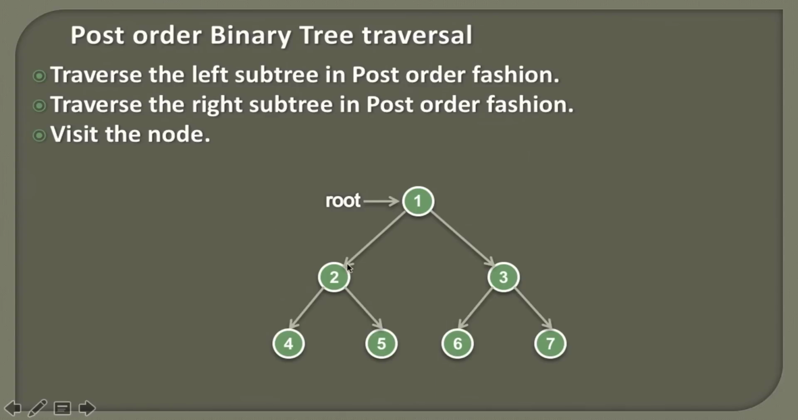And these 3 steps are applied over each and every node. So suppose we are on node 2. So in order to visit this node, first we have to visit its left subtree completely, then we need to visit its right subtree completely, and then we can visit the node. So therefore here, before visiting the node 2, we have to first visit the node 4, then we have to visit the node 5, and then we can visit the node 2. So here basically these 3 steps are applied on each and every node of a binary tree in order to do post order binary tree traversal.